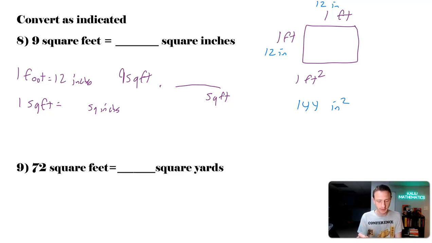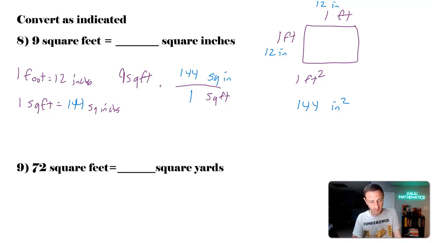So you see the conversion there? A 1 foot by 1 foot square is equivalent to a 12 inch by 12 inch square. So if the area of a 1 foot by 1 foot square is 1 foot squared, then the equivalent would be 144 inches squared. So 1 square foot is equal to 144 square inches.